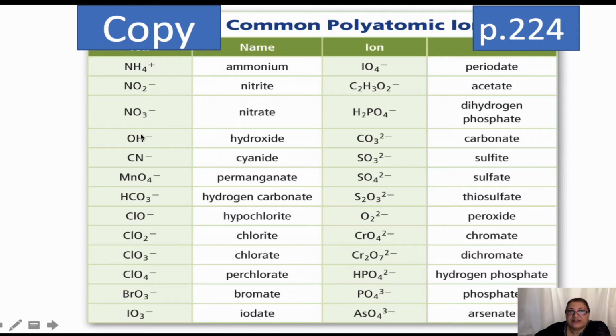Hydroxide, OH minus. Cyanide. Now the ones we're going to use a lot are nitrate, and not really nitrite, but we use a lot the nitrate, NO3 negative. Acetate is C2H3O2 negative. Carbonate, you need to be familiar with it, CO3 negative 2. Sulfate, and sulfite is one less oxygen, and it always has negative 2.